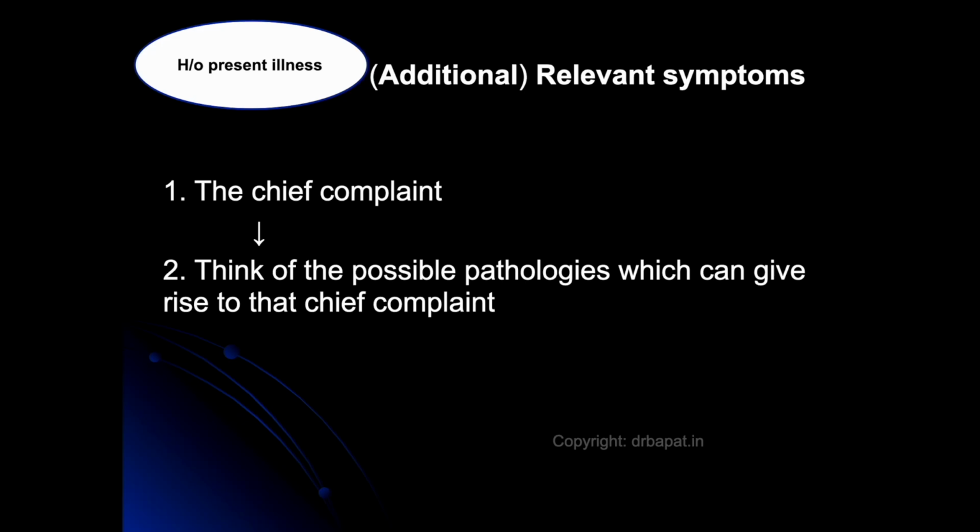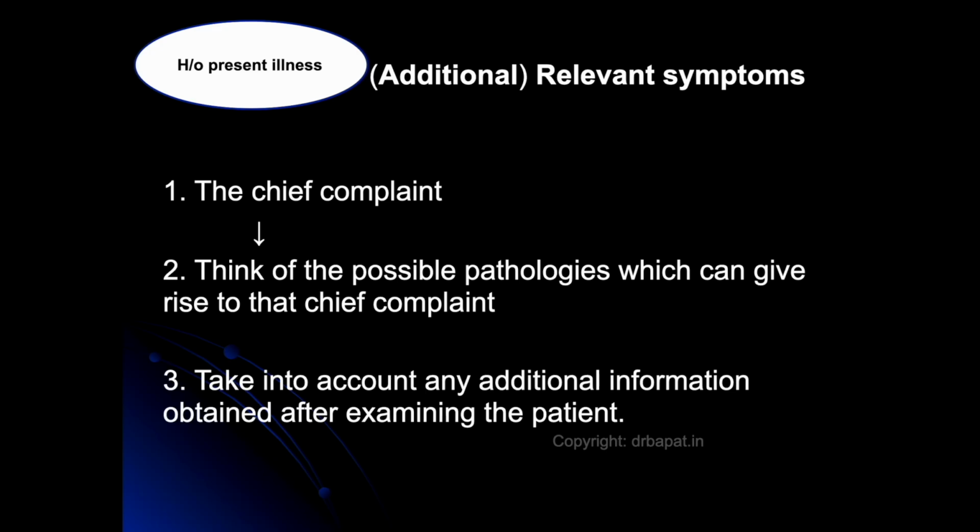Simple. Look at the chief complaint. Think of the possible pathologies which can give rise to that chief complaint, and if required, take into account any additional information that you get after examining the patient. So, in case you cannot derive relevant symptoms only from the chief complaint, then you can always come back for the second round of history taking after examining the patient. During physical examination, you will often find clues enabling you to derive relevant symptoms to be asked.